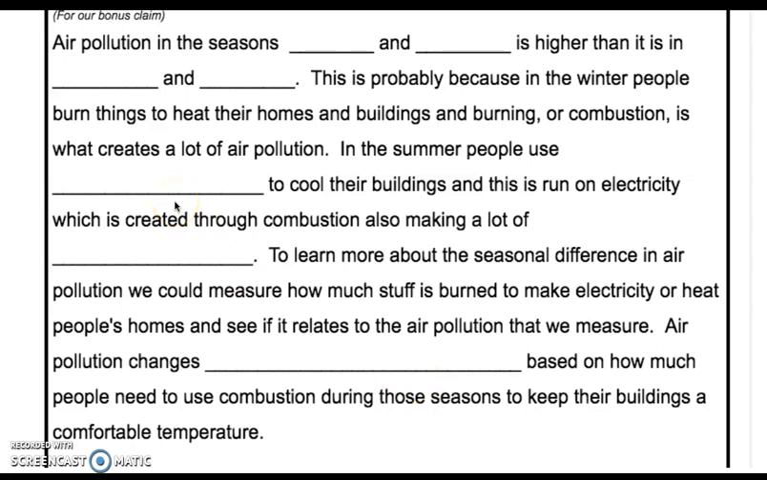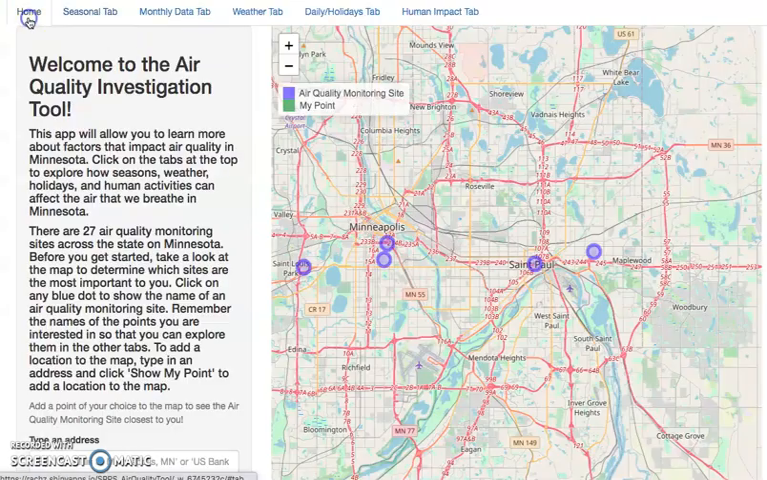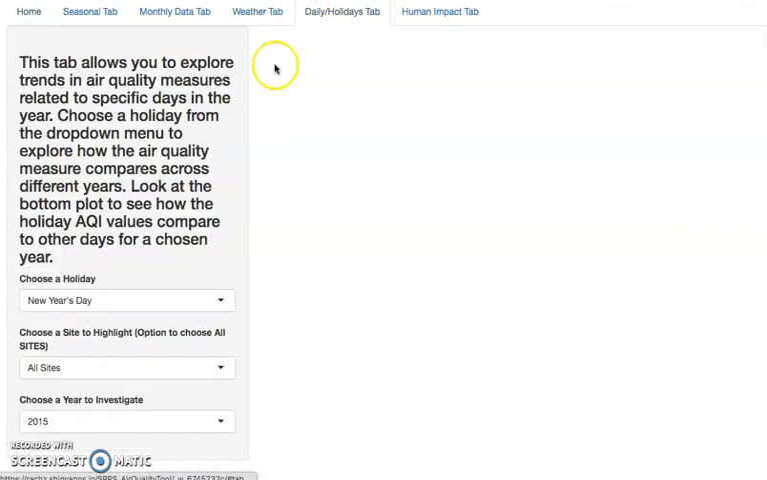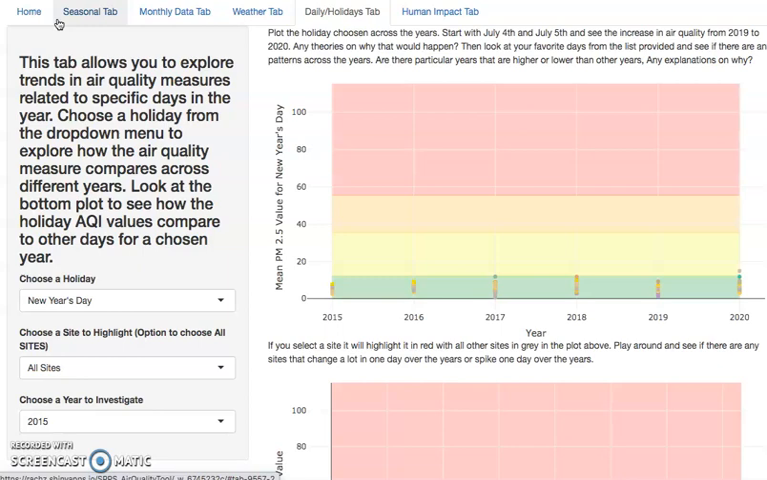Good luck, folks. And next week, you're going to be creating a CER, a claim with evidence and reasoning from this app, from our data visualization tool here. That's something you're interested in. So it's going to be up to you next week, and you'll be able to explore all of these tabs, like this holidays one, which is pretty sweet, or look at some monthly data or some human impacts and try to make sense of that. Good luck, folks, and feel free to ask your teacher if you have questions.